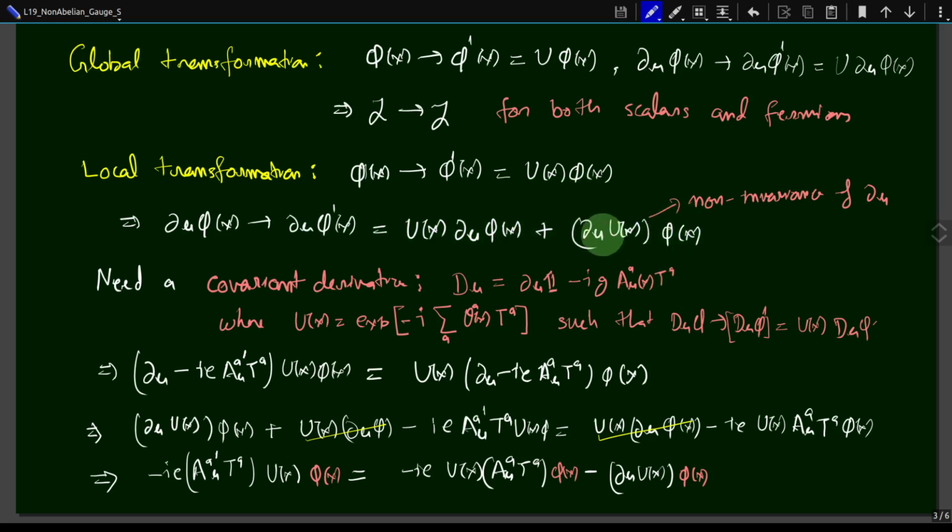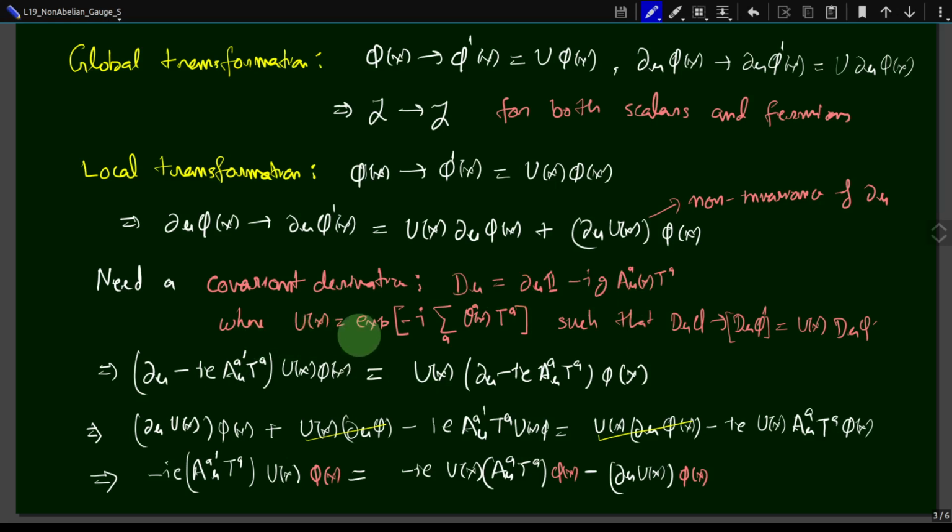Okay, and this gives me the non-invariance of the ∂_μ, because ∂_μ acting on U(x) is non-zero. So we need a covariant derivative like earlier, and here we define it with an opposite sign. Earlier we defined it with a plus i. Now we're going to stick to this particular one. The difference between these two is just that the convention of charge is different, but I'm going to stick to this convention because I'm taking it from the book by Cheng and Li. Or the previous one also was taken from Cheng and Li. So for Abelian and non-Abelian, they happen to use two different conventions. This is my favorite convention, by the way.